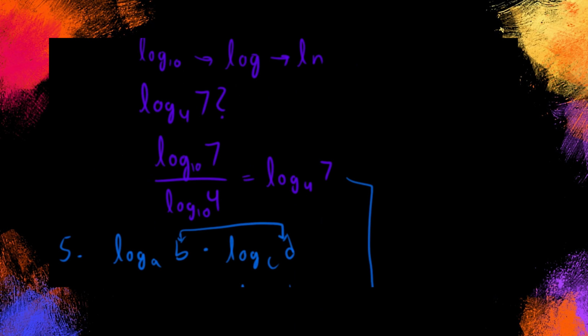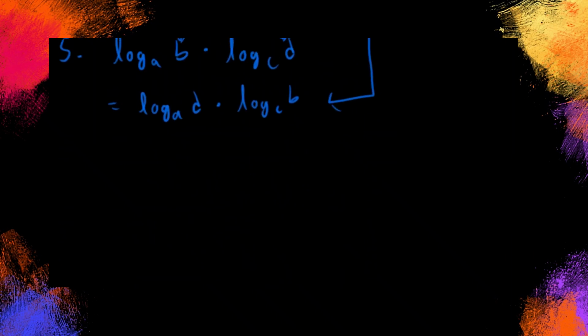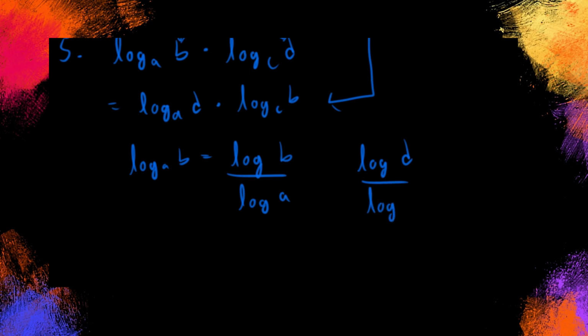So this rule up here we can use in order to prove this, because we can rewrite log a of b as log b over log a. Similarly, we can write log c of d as log d over log c. And again, here I'm implicitly assuming when I write just log that there's base 10, although it doesn't really matter.